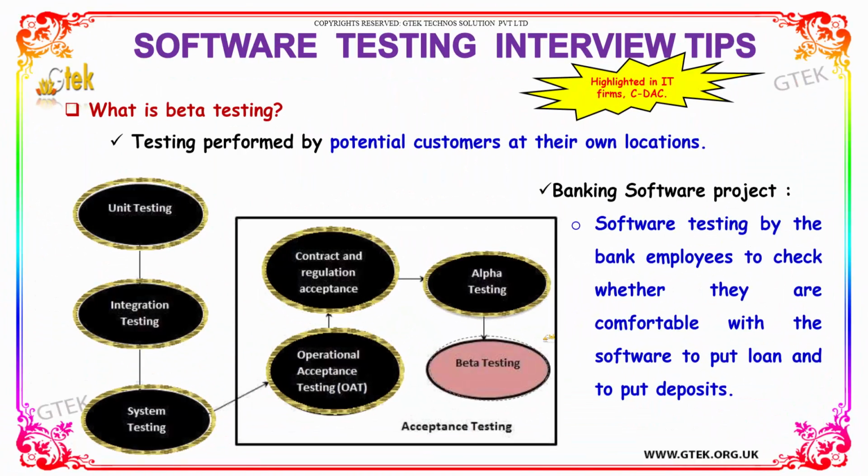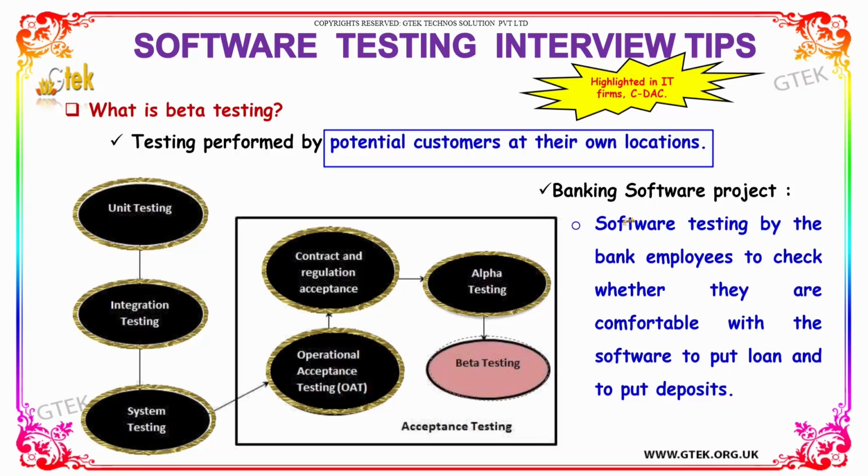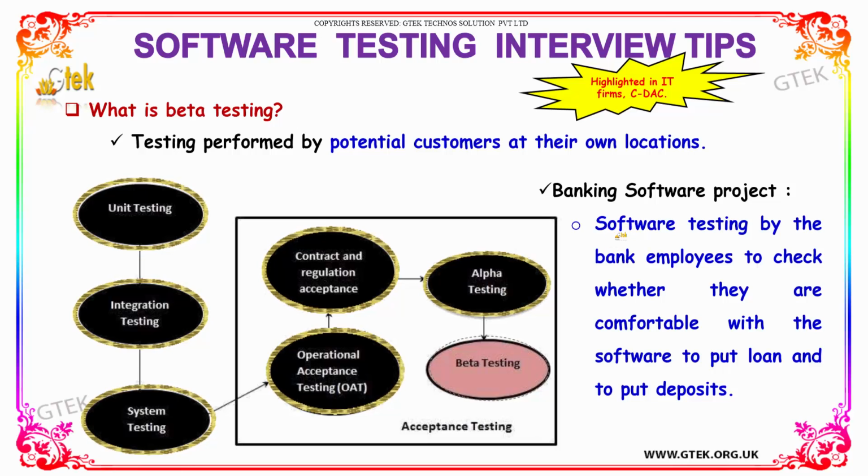Our next question is, what is beta testing? Testing performed by potential customers at their own location is known as beta testing. Let us take the example of a banking software project. Software testing done by the bank employees themselves to check whether they are comfortable with the software to put in loans and deposits is one form of beta testing.